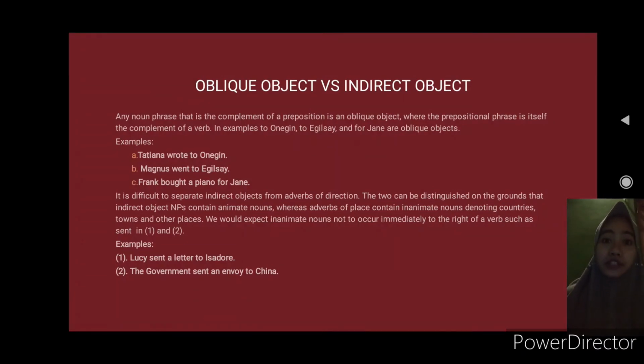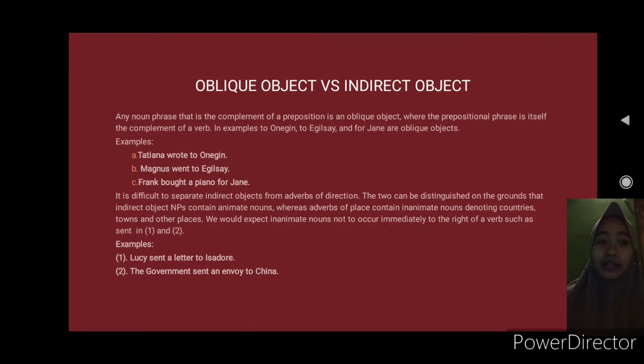So how to identify the indirect object? We have three ways to identify the indirect object. So the first one is identifying the subject and verb. Kemudian ada identifying the direct object, dan yang terakhir adalah ask question using to whom or for whom the sentence action is performed. Okay, and the next is oblique object.